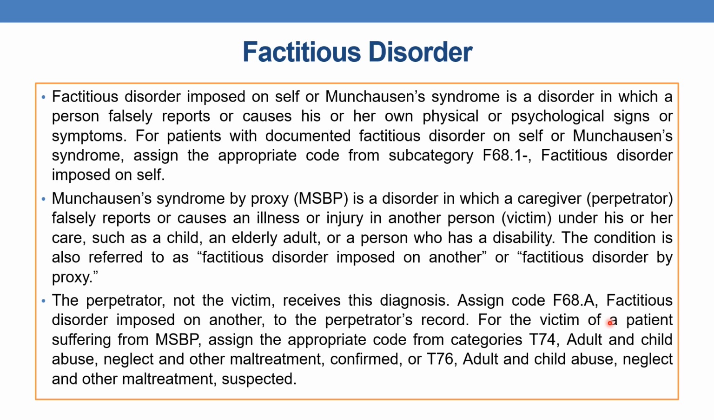Assign code F68.A, factitious disorder imposed on other, to the perpetrator's record. For the victim, the patient suffering from MSBP, assign the appropriate codes from category T74, adult and child abuse, neglect and other maltreatment, confirmed, or T76, adult and child abuse, neglect or other maltreatment, suspected. The victim should be given the codes T74 or T76, and the perpetrator should be given F68.A.